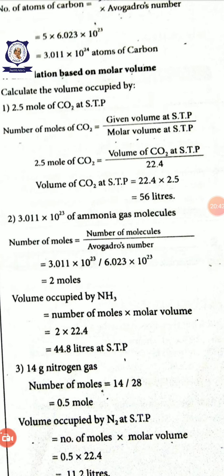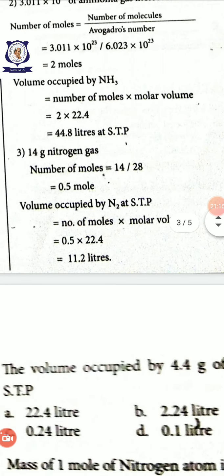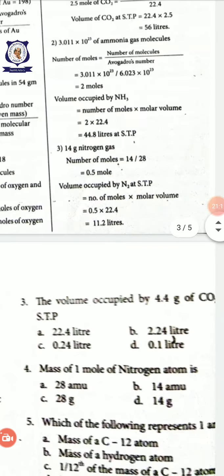See, for volume occupied, just a formula: number of moles is equal to volume by molar volume. So volume is equal to number of moles into molar volume. Next, 14 grams of nitrogen gas. Number of moles is equal to given mass 14 by molar mass 28. So 14 by 28 is equal to 0.5 mole. So volume occupied is number of moles into molar volume. What is the value of molar volume? 22.4. Number of moles 0.5. So while you are multiplying, we will get 11.2 liters.